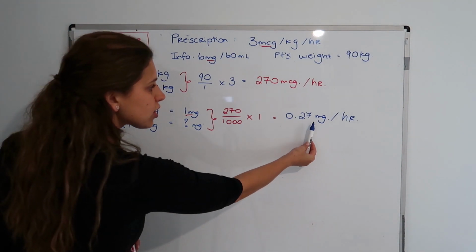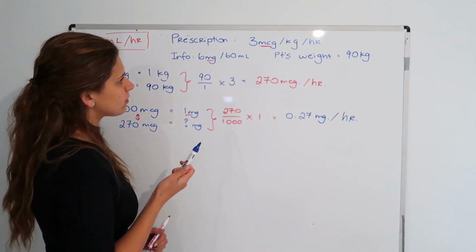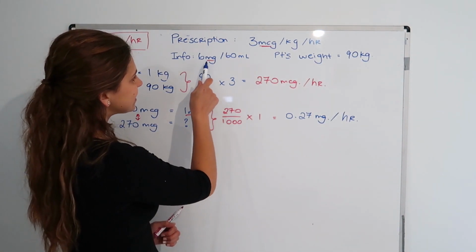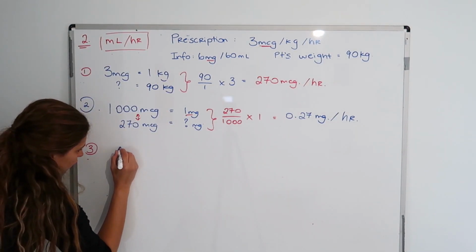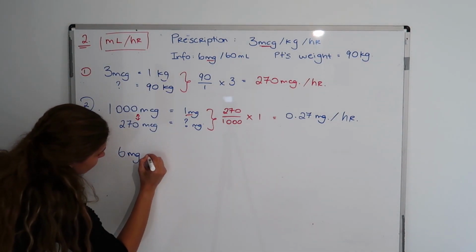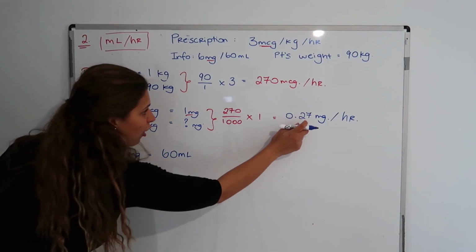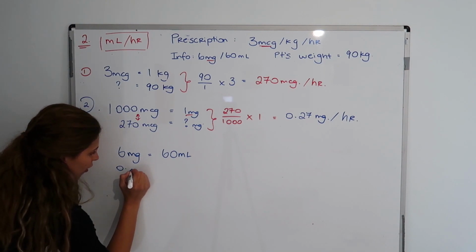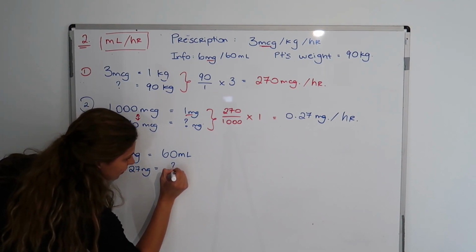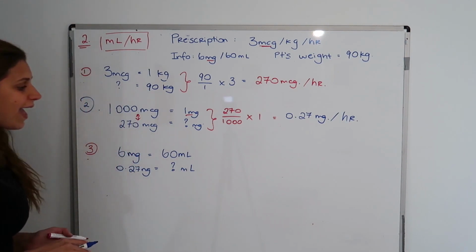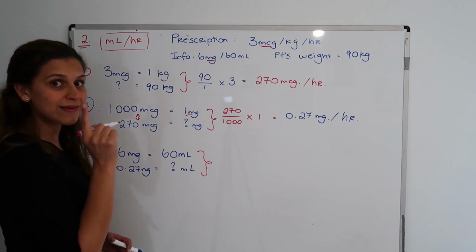So we need to change the concentration into a volume. What do we know? We know that there is 6 milligrams in 60 mils. So let's write it down. We know 6 milligrams equals 60 mils. How much is 0.27 milligrams worth in mils? Again, very simple. Switch and multiply.